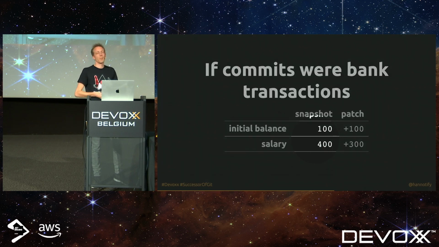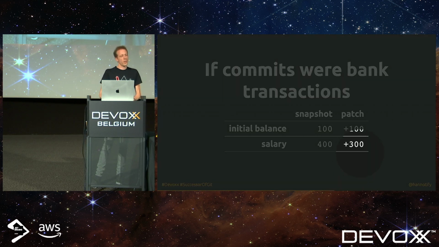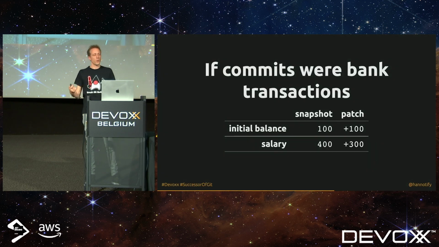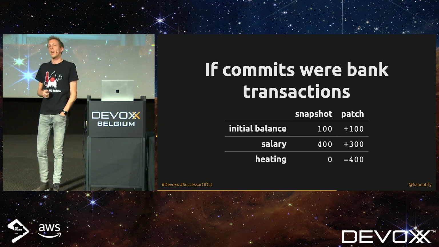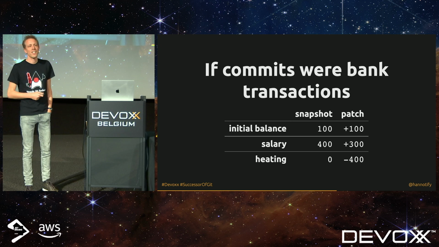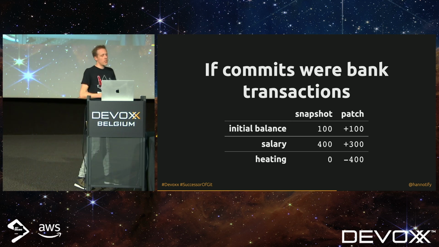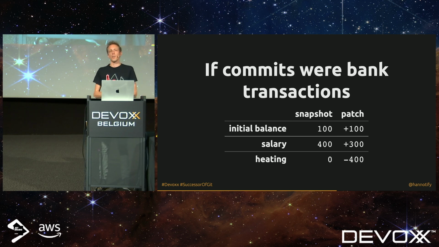Git would store 400 because this is the end result of the change. But Pickle would store plus 300, because this is the actual change. And then I have to pay my heating bill. And of course, well, all balance will be gone, because that's very expensive nowadays. So Git would store 0, and Pickle would store minus 400. So this is essentially the difference between snapshot and patch-based systems.